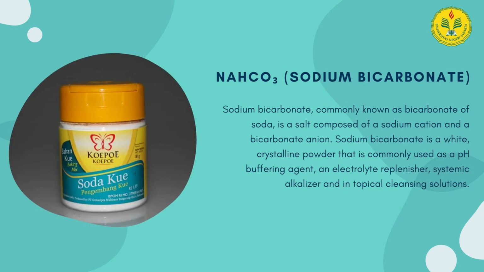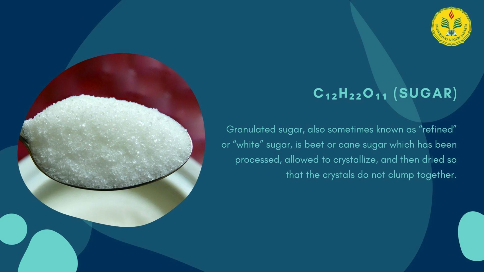Sodium bicarbonate. Sodium bicarbonate, commonly known as bicarbonate of soda, is a salt composed of a sodium cation and a bicarbonate anion. Sodium bicarbonate is a white crystalline powder that is commonly used as a pH buffering agent, an electrolyte replacer, systemic alkalizer, and in topical cleansing solutions. Sugar. Granulated sugar, also sometimes known as refined or white sugar, is a beet or cane sugar which has been processed, allowed to crystallize, and dried so that the crystals do not clump together.